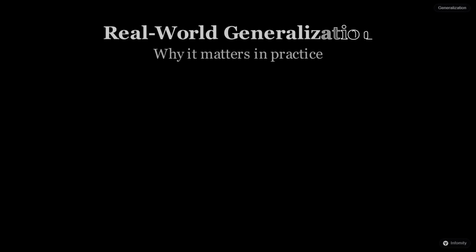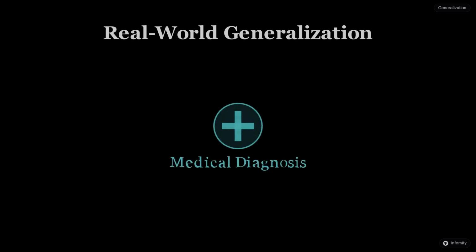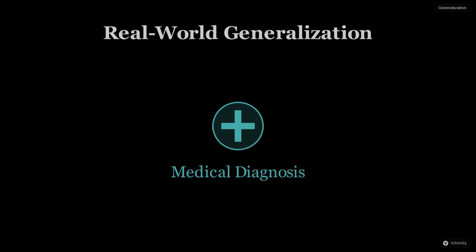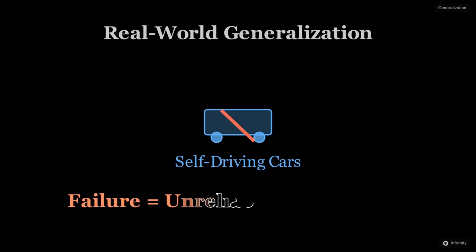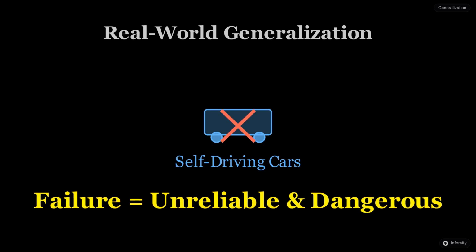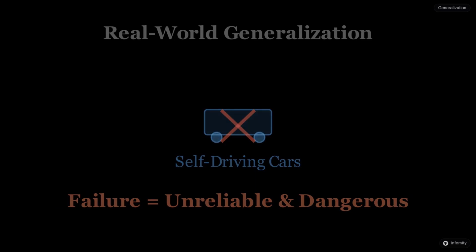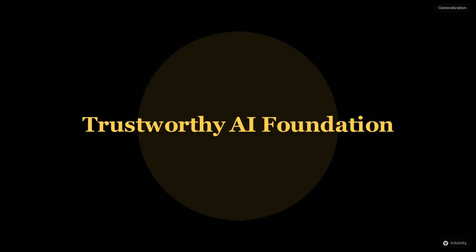Generalization is not just an academic concept, it's critical for real-world applications. For instance, a medical diagnosis model must accurately predict diseases in new patients, not just those it was trained on. A self-driving car's perception system needs to correctly identify pedestrians and obstacles it has never seen before. Without good generalization, models are unreliable and can lead to incorrect decisions, making them unusable in practical, dynamic environments. It's the foundation of trustworthy artificial intelligence.